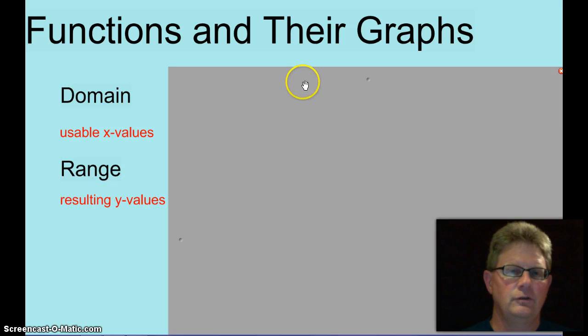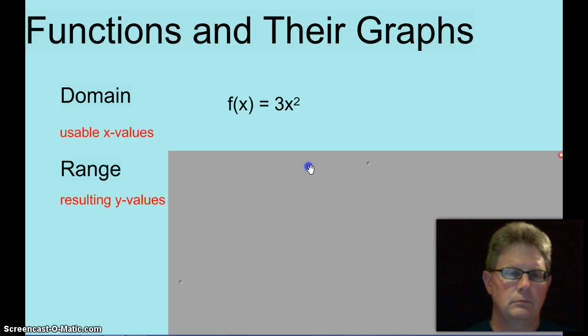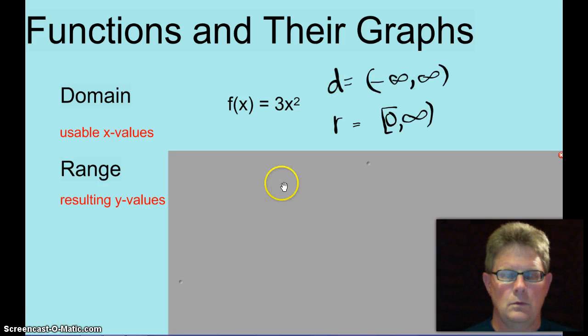Now let's look at some functions and find their domains and ranges. Here's your first function. F of x equals 3x squared. Find the domain and range. Pause and then check your answer. As you can see on the interval notation, the domain is negative infinity to positive infinity, and the range, because of the squared exponent, is 0 inclusive to infinity.